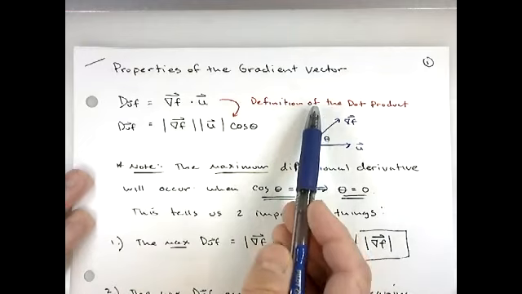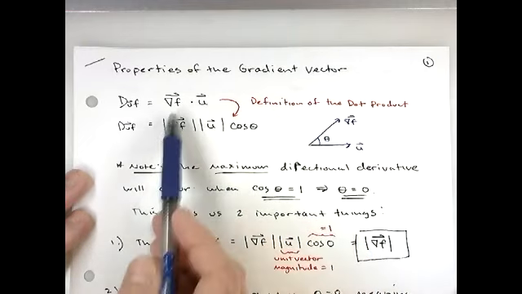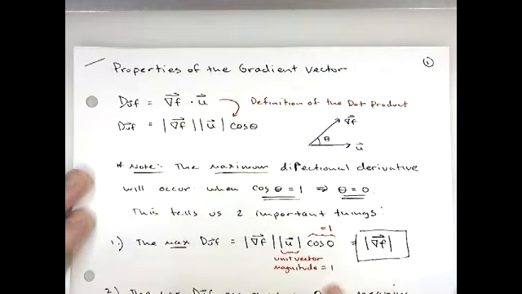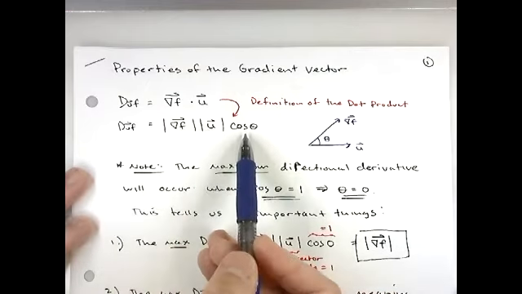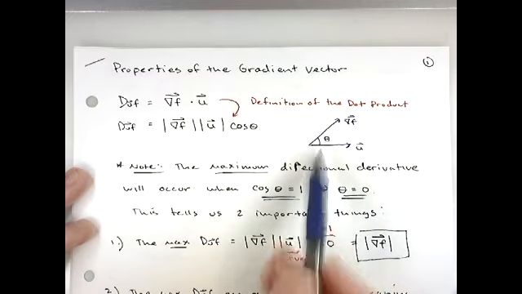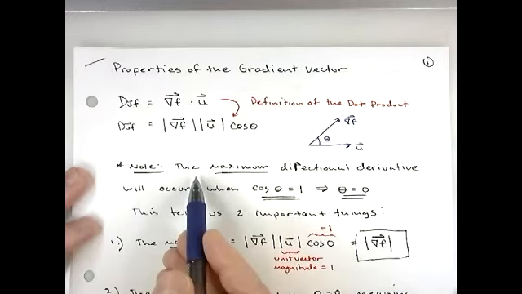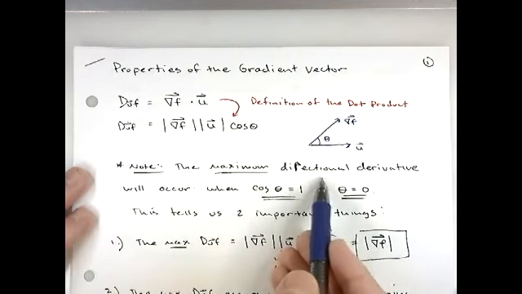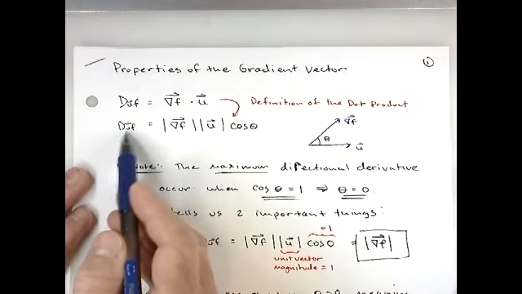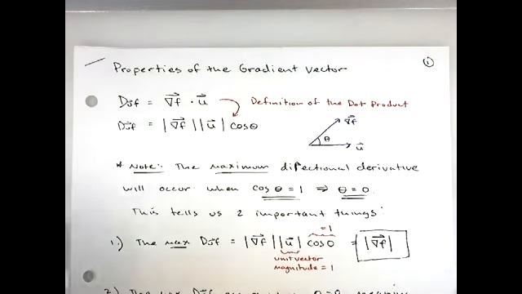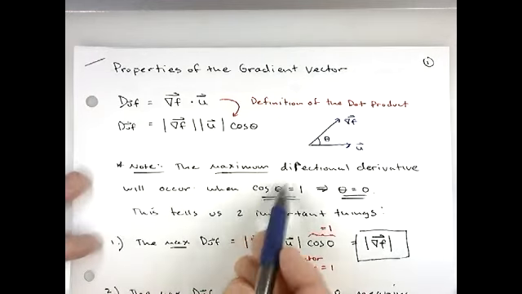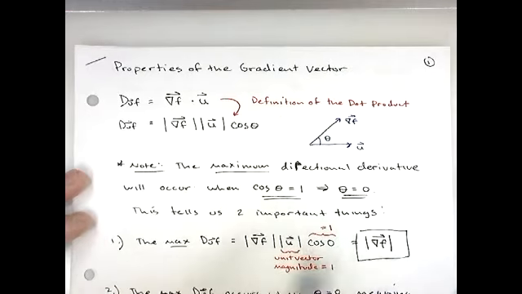By the definition of the dot product, the directional derivative can be thought of as the magnitude of the gradient times the magnitude of u times the cosine of the angle between them. So suppose we're interested in the maximum directional derivative, the biggest possible slope based on where we are on some surface. Think about a three-dimensional surface like our mountain in the last example. You're on the surface of a mountain and you're looking for your steepest slope.